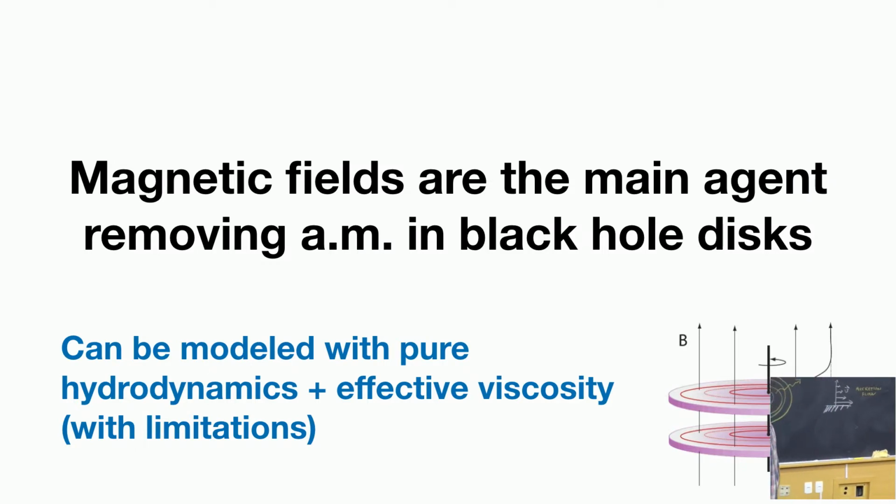However, we can still have a simple model. We don't need to use the equations of magnetohydrodynamics to model the system. We can make a lot of progress by playing with our viscous stress tensor and adding terms to it that mimic the effect of magnetorotational instability. So this is a game that you can play. You can use hydrodynamics without incorporating explicitly the magnetic fields.